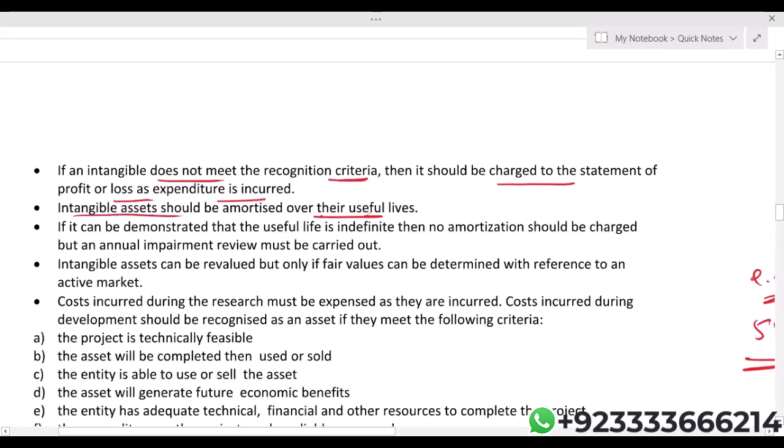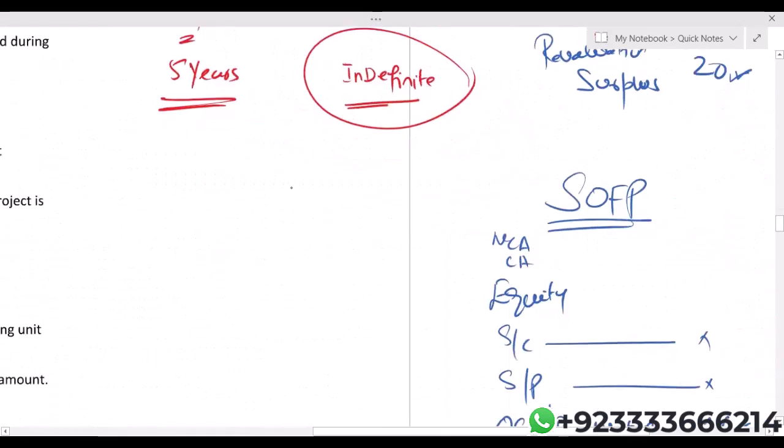Intangible assets should be amortized over their useful lives. If it cannot be demonstrated that useful life is indefinite, then no amortization should be charged, but an annual impairment review must be carried out. An intangible asset can be revalued, but only if fair values can be determined with reference to the active market.